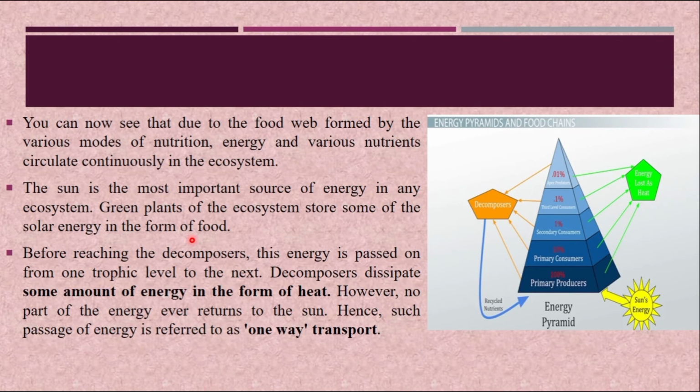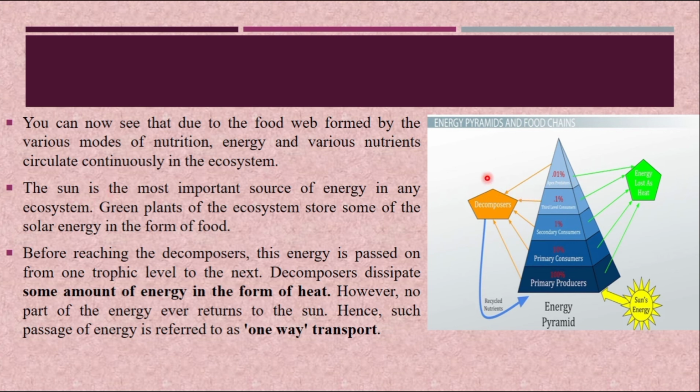That is, you can now see that due to the food web we have already studied, a number of organisms are interconnected with each other. They form by the various modes of nutrition, that is autotrophic, then the heterotrophic consumer, then the saprophytes and the decomposer. The energy and various nutrients circulate continuously in the ecosystem.